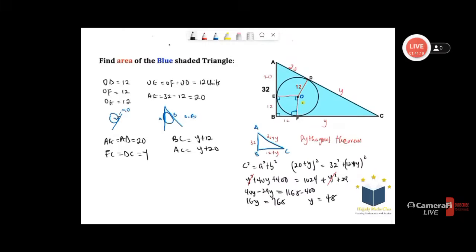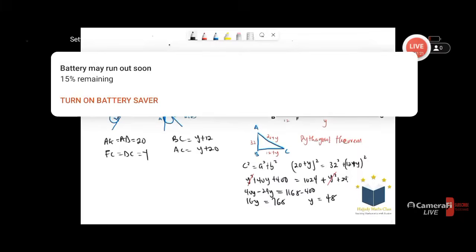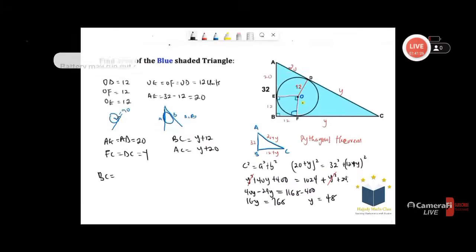So with this, we have that BC, which is y plus 12, which is 48 plus 12, is going to be 60 units. And also AC, which is y plus 20, which is 48 plus 20, which is also going to be 68.